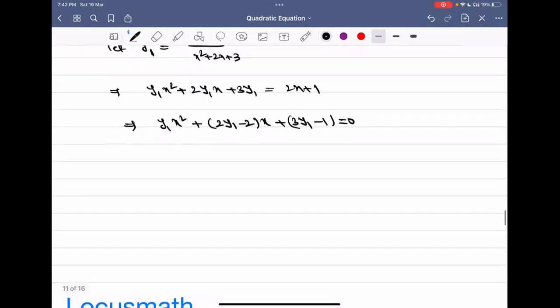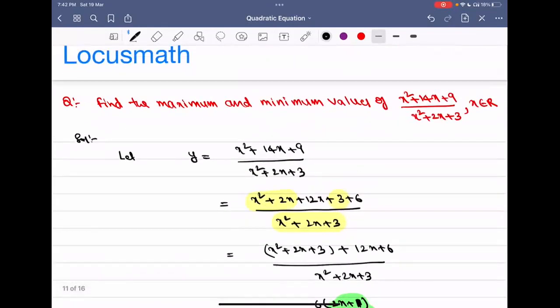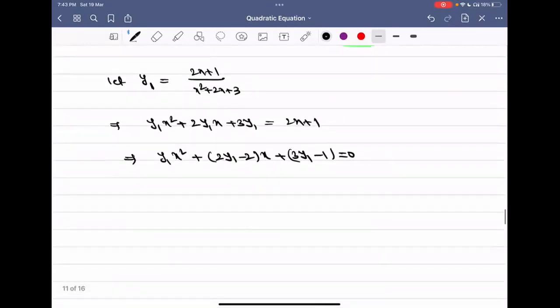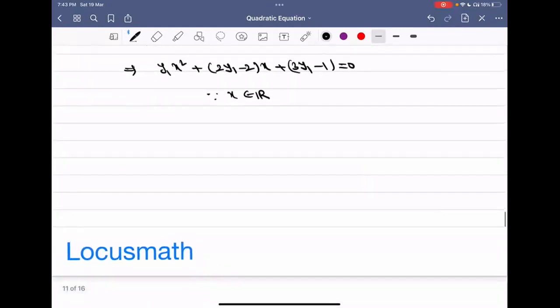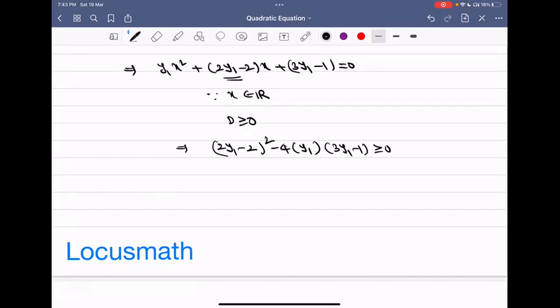So here x is a real number. In the question, it is given that x belongs to R. Since x is a real number, the roots of this quadratic are real numbers. Therefore, the discriminant is greater than or equal to 0, since the roots of this quadratic are real. So the discriminant is b square minus 4ac. Here b is 2y1 minus 2, whole square, minus 4, a is 1, and the constant c is 3y1 minus 1. This must be greater than or equal to 0.